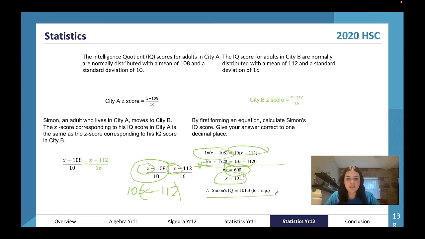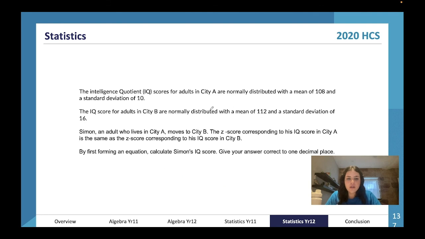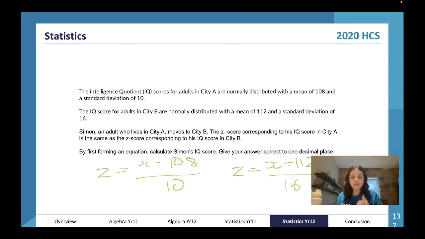Now it is a little tricky to grasp. So I'm going to go back, have a look at the question again. First Z score for City A. Z score equals score minus 108, standard deviation of 10. Second Z score, score minus 112, standard deviation of 16. If you can put together those 2 formulas, you're on the right track. I wouldn't be as concerned about answering the question because it is quite difficult and you just need to be able to answer it by the HSC. But as long as you can put together those 2 equations, you should be able to move forward with the question.